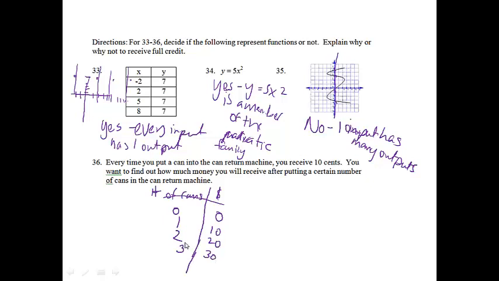And then I'd be asking myself the question, if I put in 2 again, how many would I get back? It was still 20 cents, so I'm not ever going to put a different value here. So this is going to be yes, and it's just going to be because every input has 1 output.